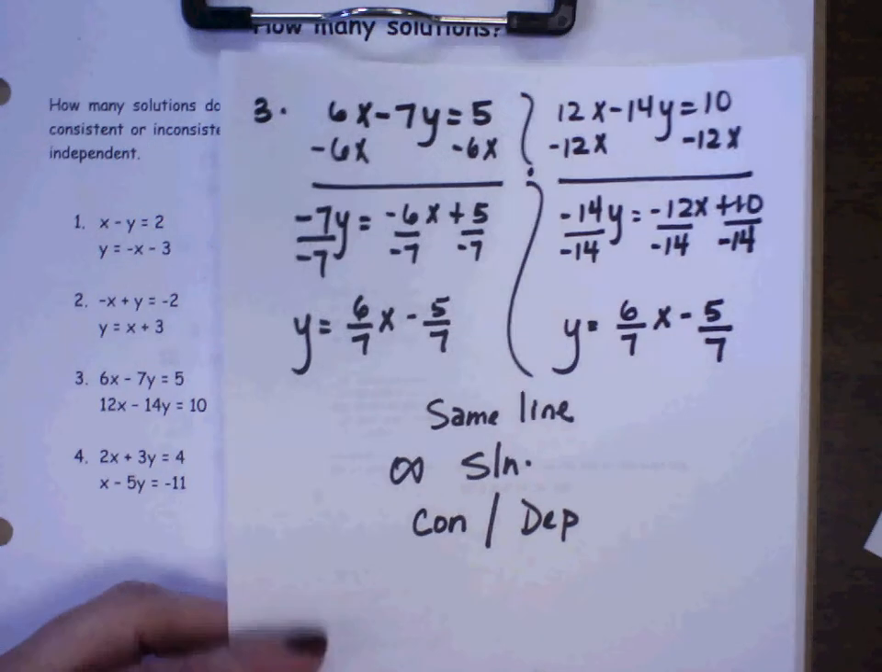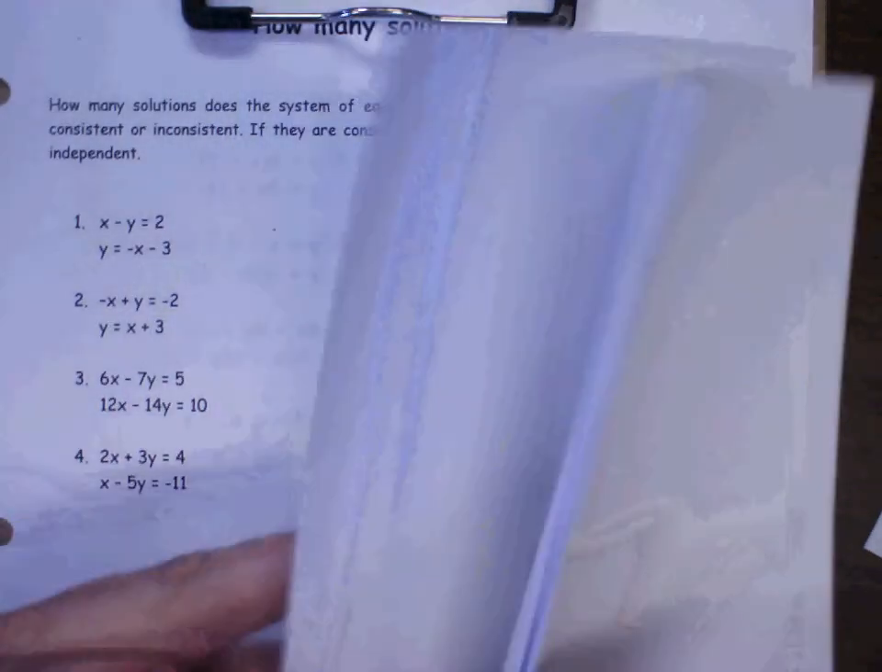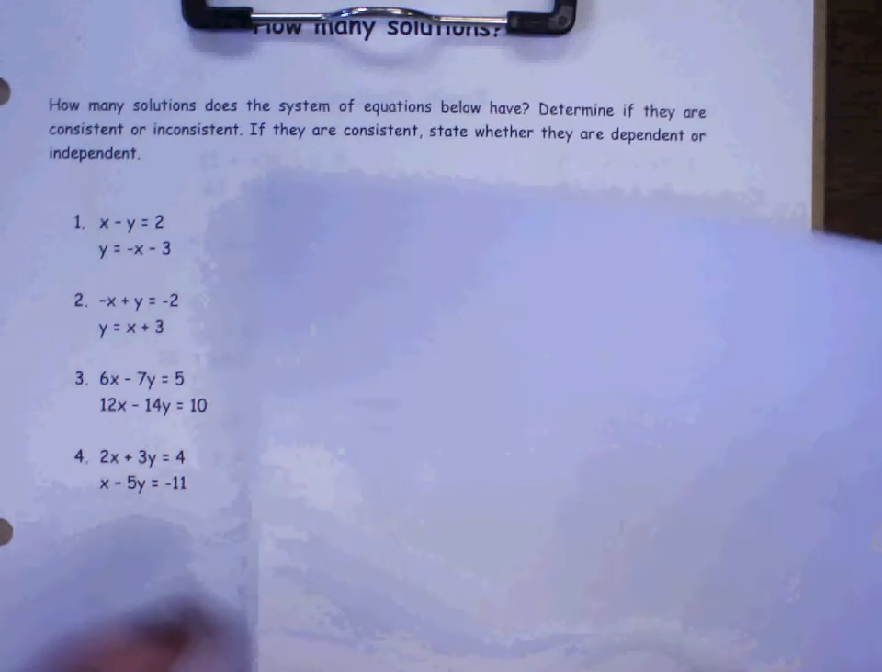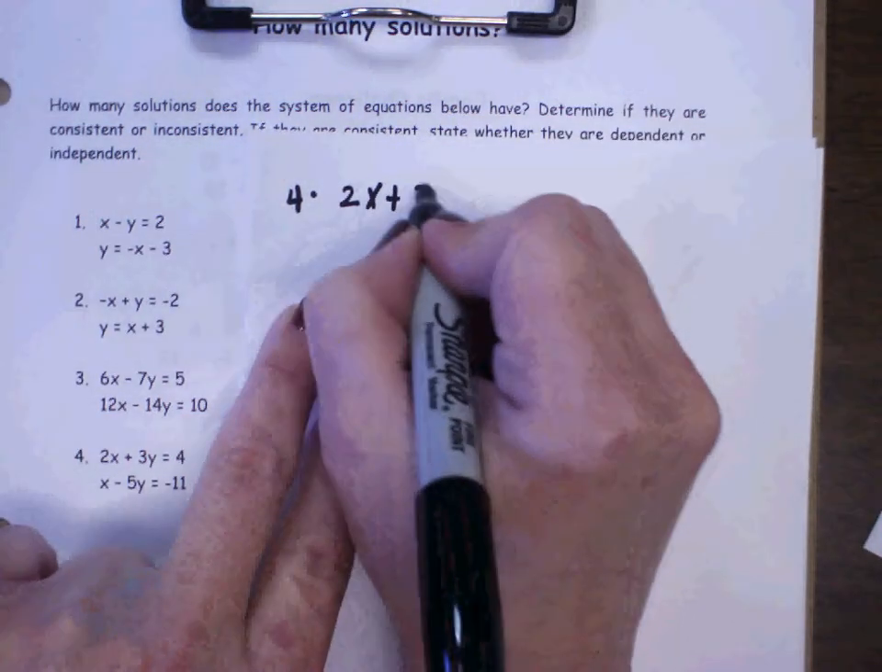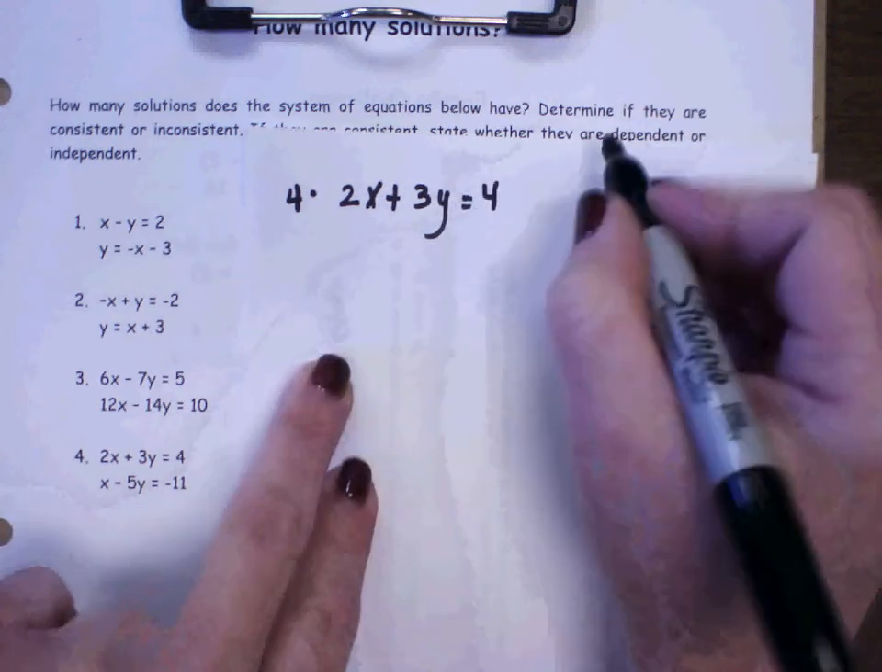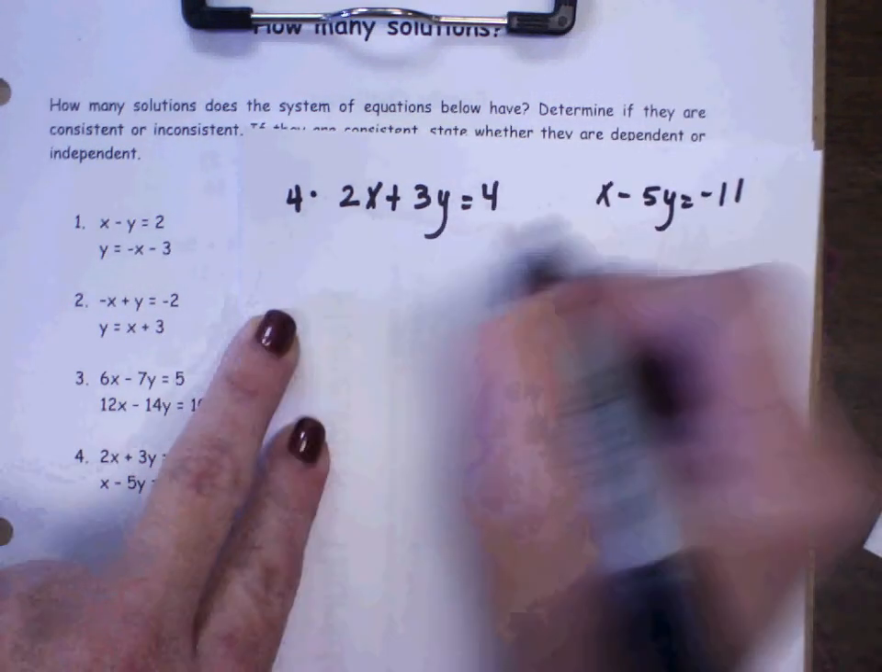All right, so that was number 3. Let's go ahead and do number 4. So for number 4 is 2x plus 3y equals 4. x minus 5y equals negative 11.